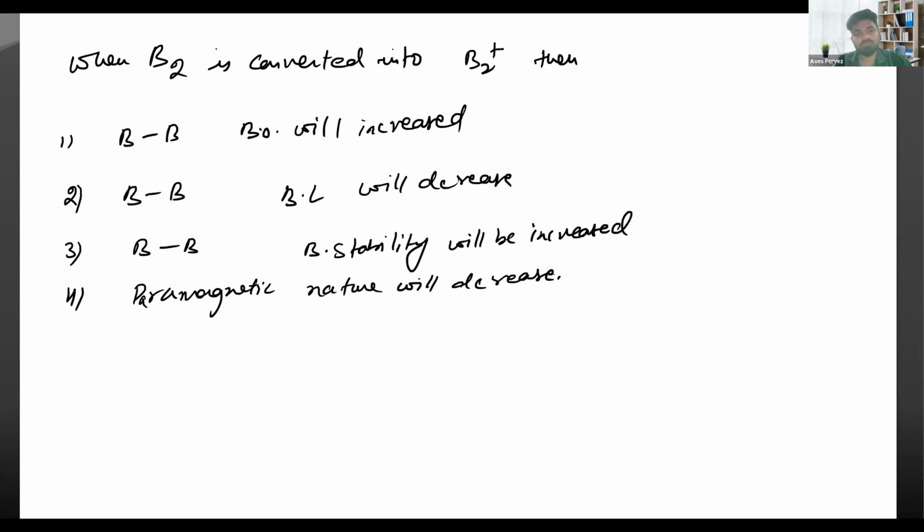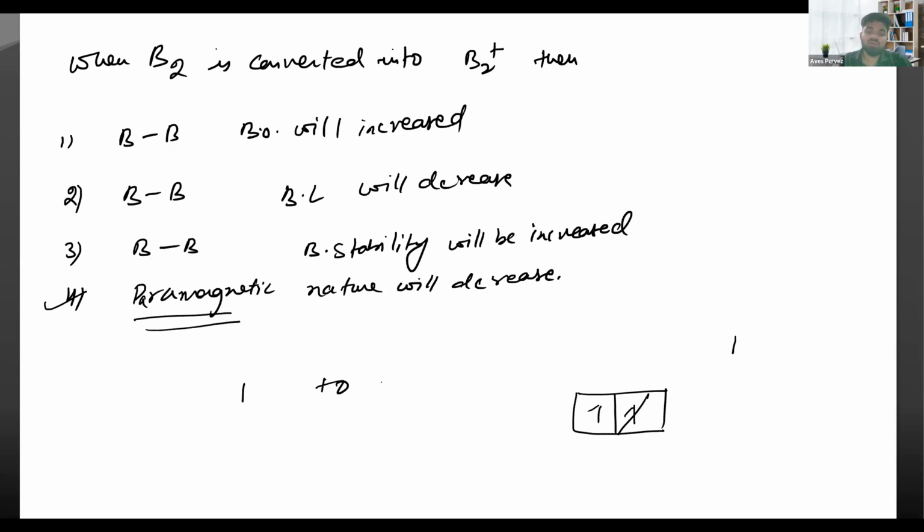Done. Option 3. Paramagnetic nature will decrease. Why? Option 4 is correct. You will see here that boron has 1s2, 2s2, and 2p1 electronic configuration. So in 2p, it is going to have one unpaired electron. If it loses one electron, one unpaired electron is being removed, so the paramagnetic nature will be decreased.